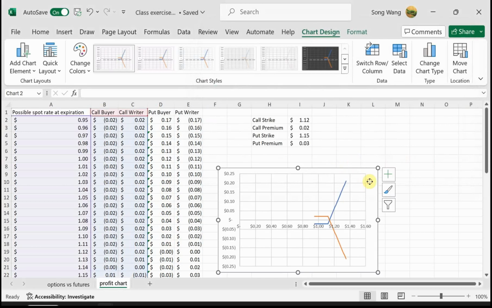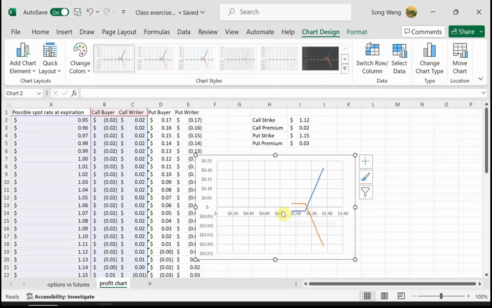Okay, so this chart is showing you that for option buyers, the loss is limited and the profit has unlimited potential because the price can increase infinitely. But for the call option writer who creates the option and sells it to the buyer, the profit is limited, but the potential loss is unlimited.